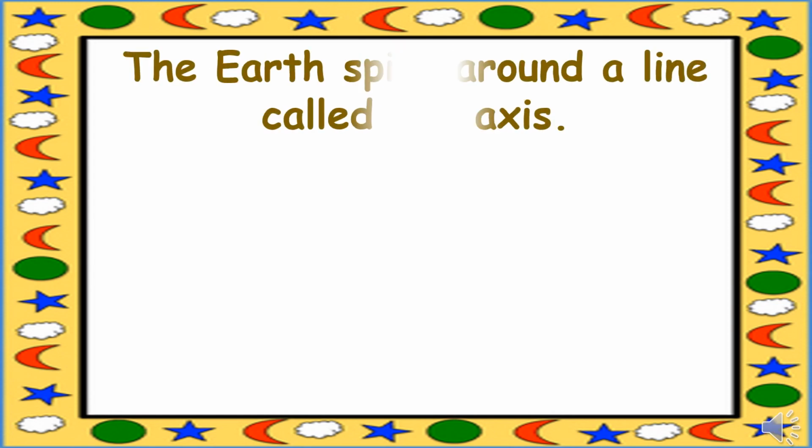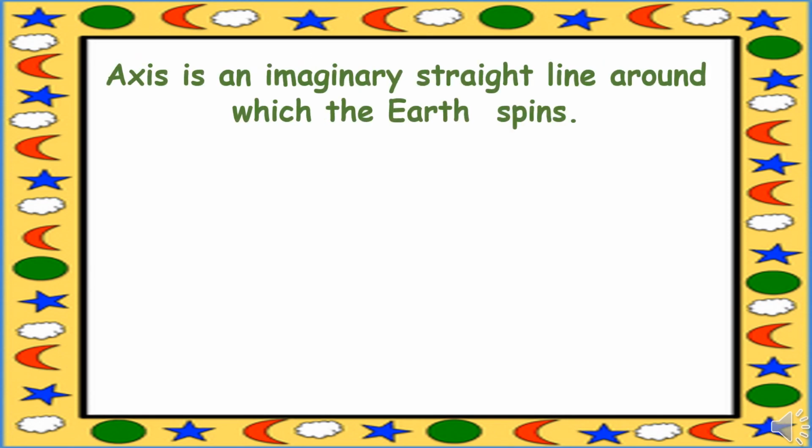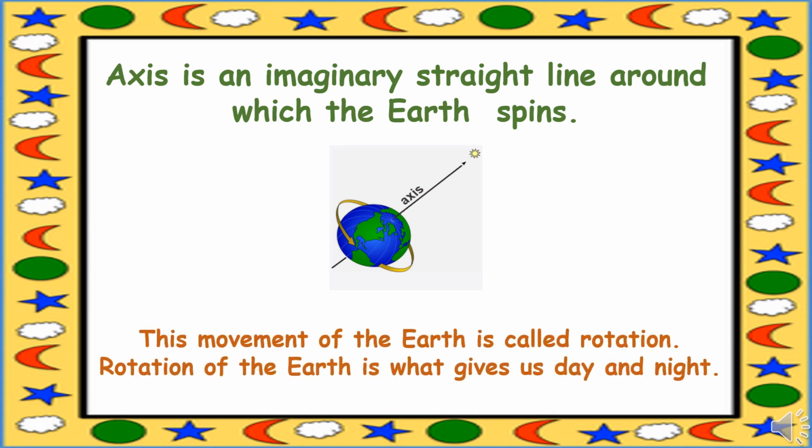The Earth spins around a line called the axis. You all must be wondering what is axis. Axis is an imaginary straight line around which the Earth spins. This movement of the Earth is called rotation. Rotation of the Earth is what gives us day and night.